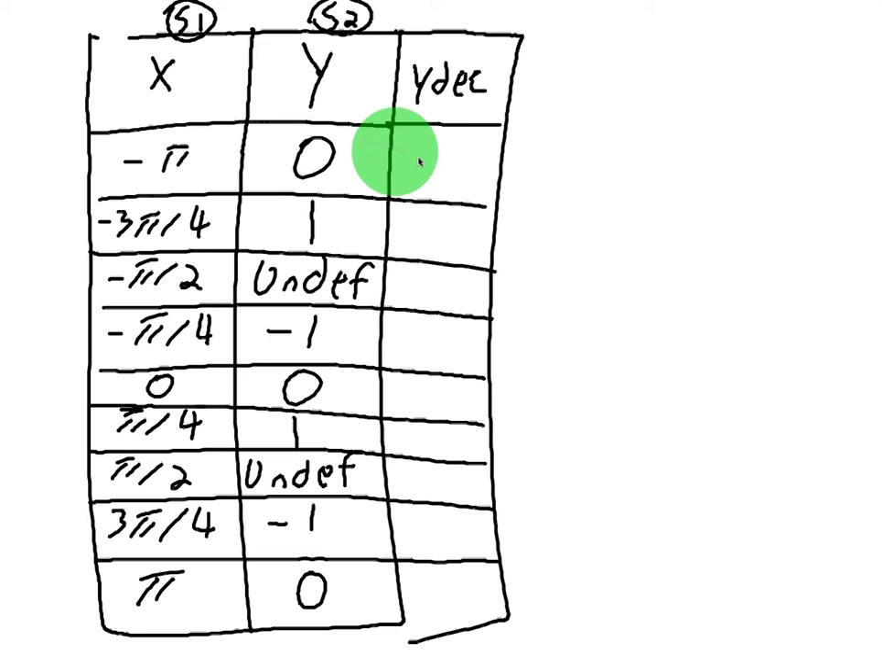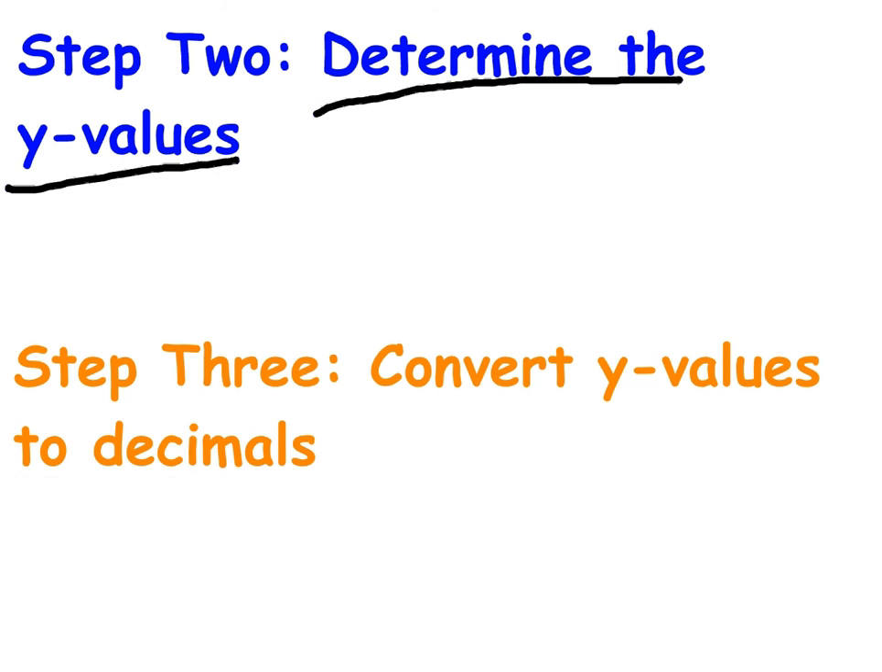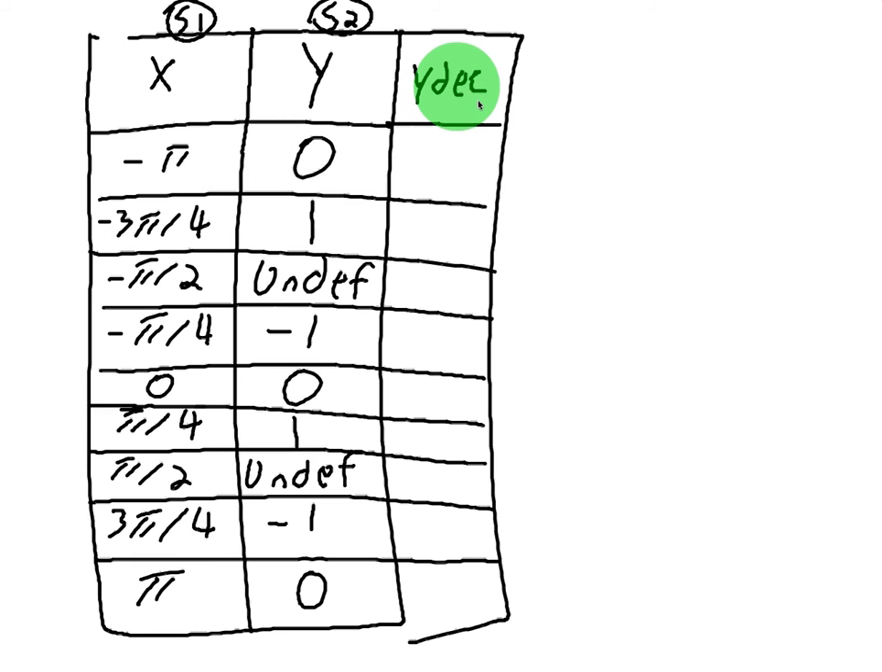Now, as a decimal, you don't really need the y decimal chart for tangent because you're not going to get any decimals back if you use these x values. But just to reiterate, for most of them, except for tangent and cotangent, you need to convert those y values to decimals for step 3 right here. So I'll even write step 3 here, even though we're not really going to be using it. Okay, so tangent of negative pi is 0.